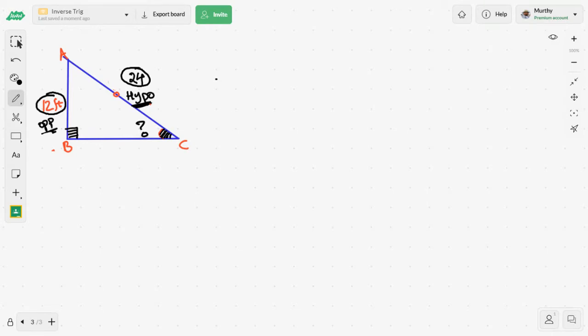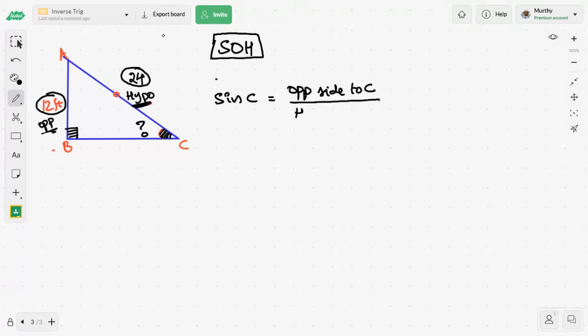Okay, so again I'm using SOHCAHTOA, and I already discussed several times which trig ratio you have to use. In this case, we know that we have to use sine. So sine C equals the opposite side to C over the hypotenuse.